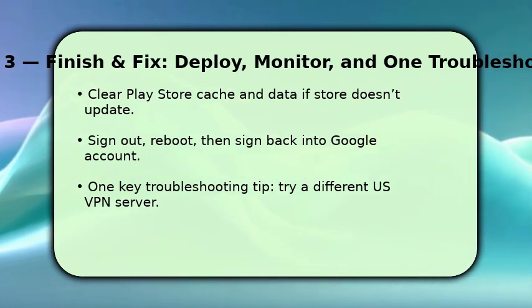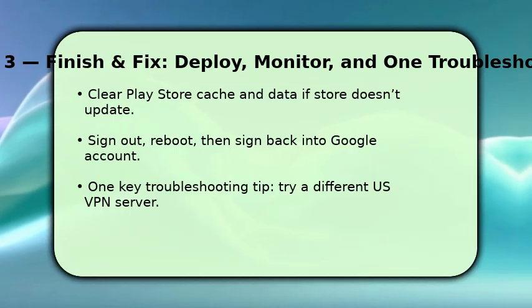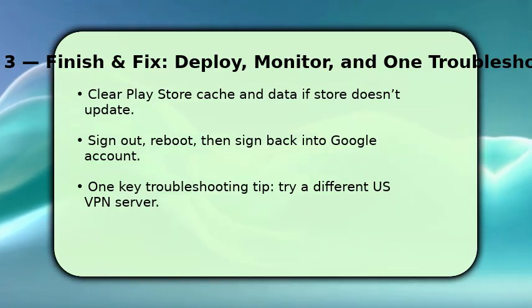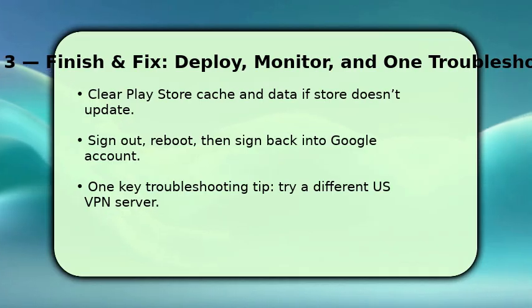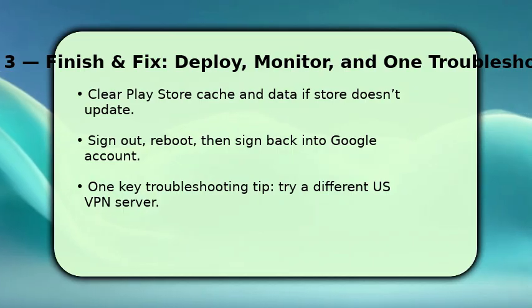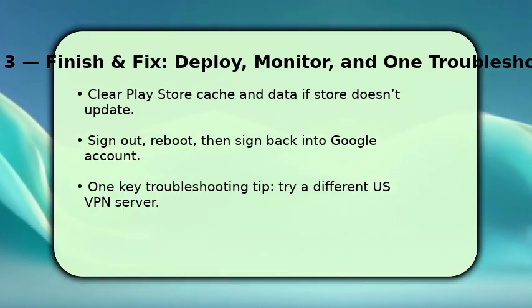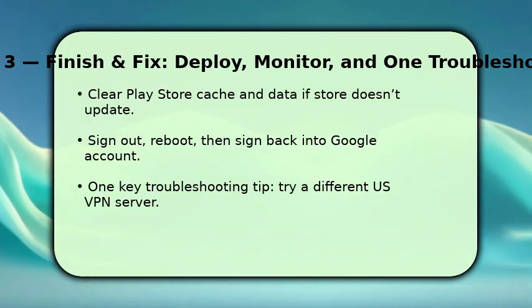Once done, sign out of your Google account on the device, reboot, and sign back in while the VPN is still connected to the United States. Make sure region-specific apps now appear. If things go wrong, try a different reputable US VPN server or use another payment method, sometimes switching servers, or using a small $5.